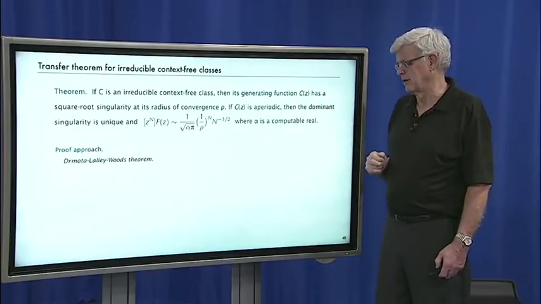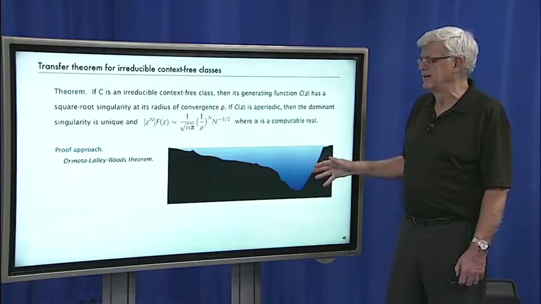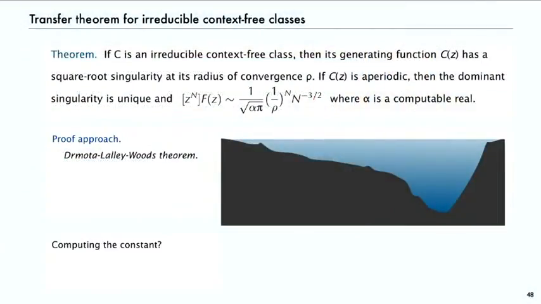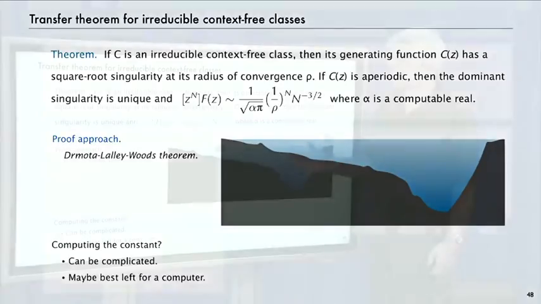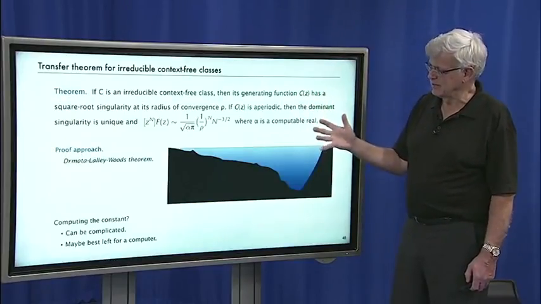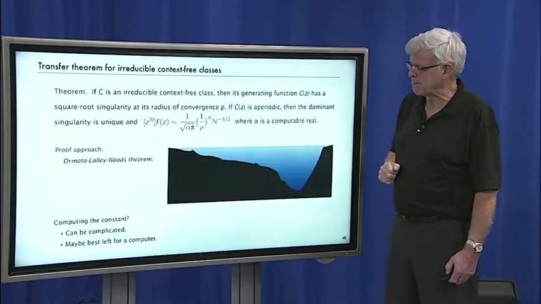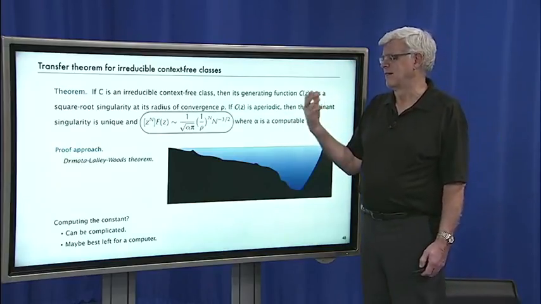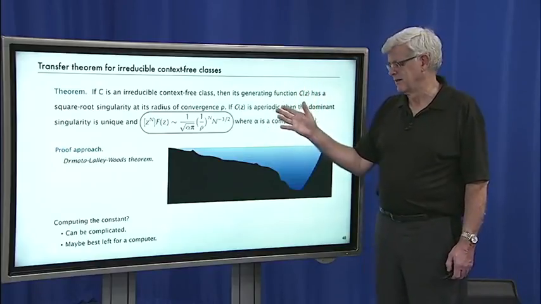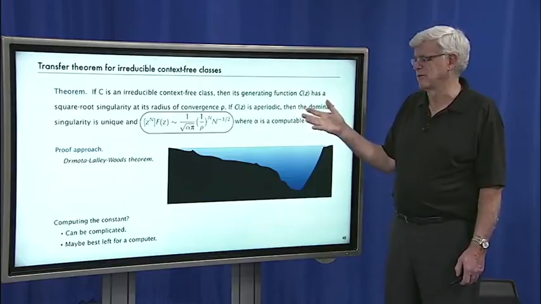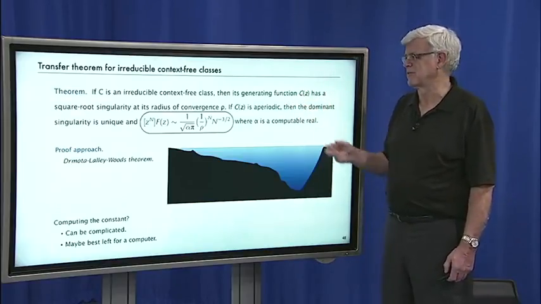The basis for it is something called the Drmota-Lalley-Woods theorem, and that's very, very deep water that I'm not even going to try to characterize in this introductory treatment of analytic combinatorics. And computing the constant even for such classes can be complicated and maybe is best left for a computer. So I'm not even going to give applications of this in this introductory treatment because there's a lot of things that have to be checked for this. That's not introductory analytic combinatorics. But still, it's important to know that the existence of such a theorem is this n to the minus 3 halves asymptotics is really universal in a very broad sense, and it's proven for many, many examples of combinatorial classes.